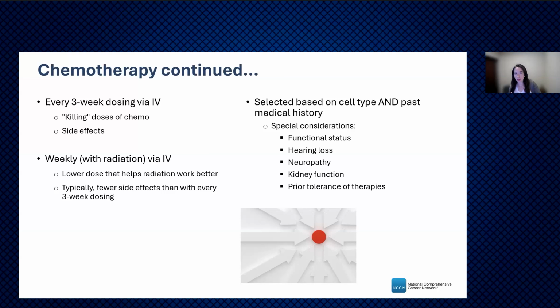Some of our chemotherapies compared to others can really affect kidney function. And have you had other treatments and kind of how did you tolerate those? All of that, again, it's very personalized, helps us come up with the best treatment plan for you.